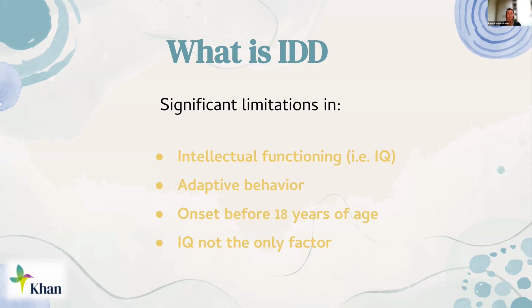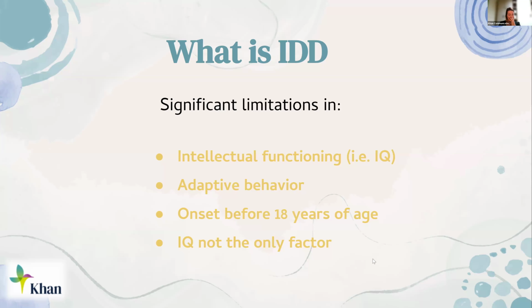That is to assess that child's adaptive behaviors as well. So if a child, say, for example, has lower IQ, but their adaptive behaviors are within the average range, we actually would not diagnose it as an intellectual developmental disorder. So that's why that piece is really important.